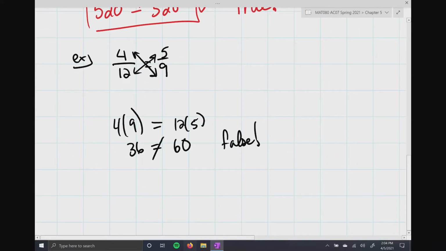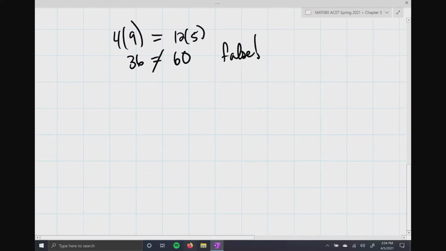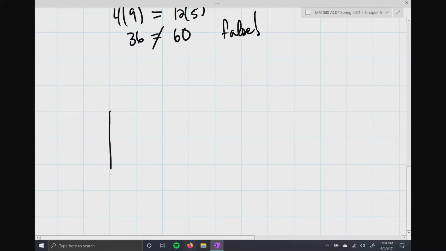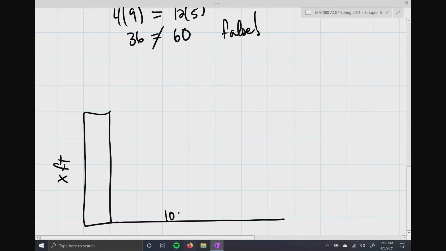Are there any questions? All right, so earlier I drew a picture. I said we had this building. It was X feet. But it cast a shadow that was 100 feet long.